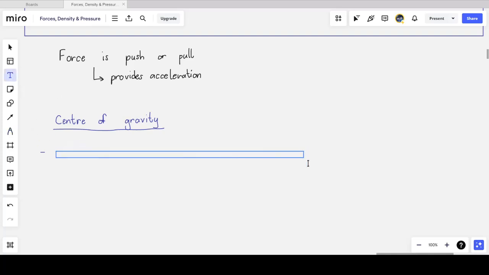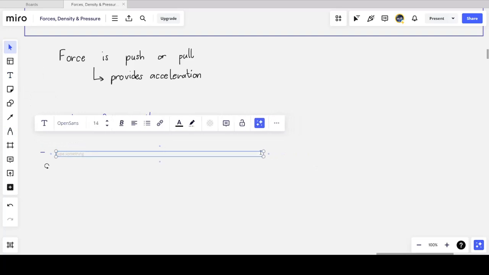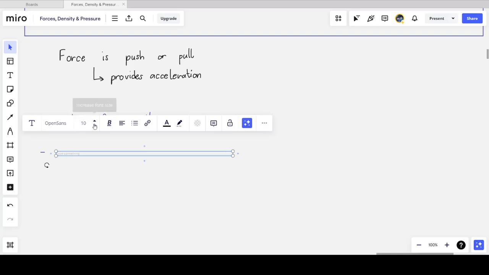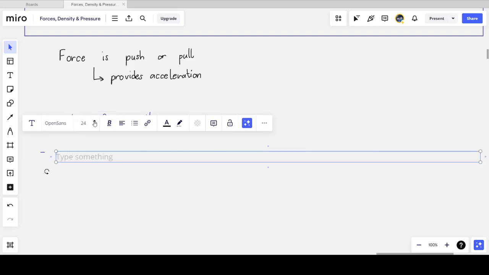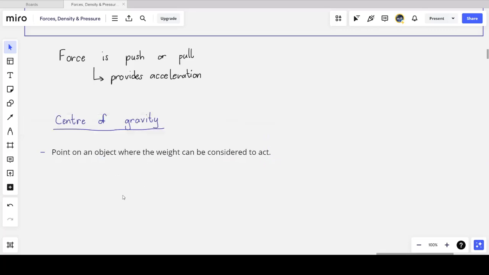So actually, me being too lazy to write this out means I'm just going to type this: it's the point on an object where the weight can be considered to act. And I'll explain what this means. So what does this mean? A point on an object where the weight can be considered to act.